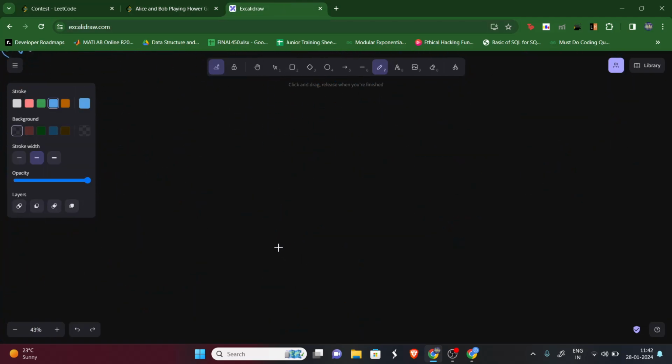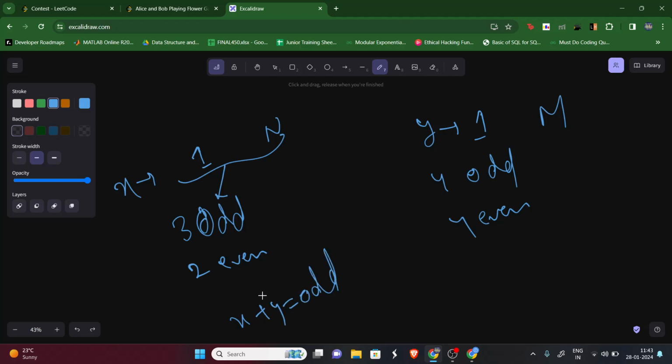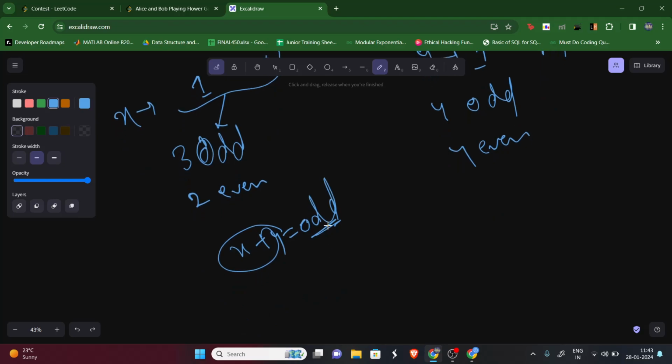Now for each odd number, let's say between 1 to n, we know that there were three odd numbers, and we have to choose x from here, and for y we have to choose from 1 to m. Let's say there are three odd numbers and two even numbers here, and for here we have four odd numbers and four even numbers. So we know that we have to choose x plus y equals odd. Whatever we are choosing for x and y, the sum should be odd.